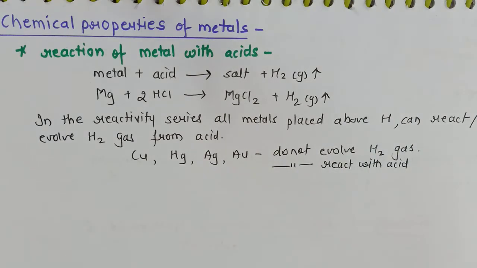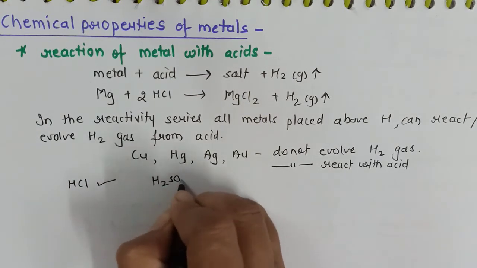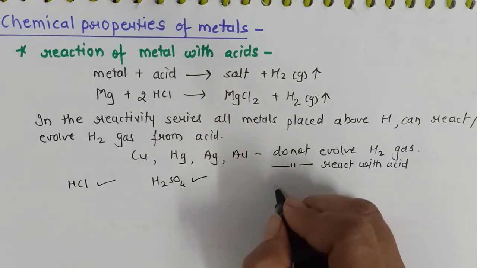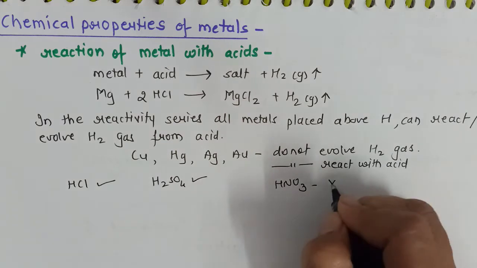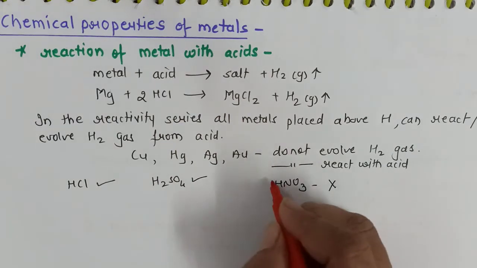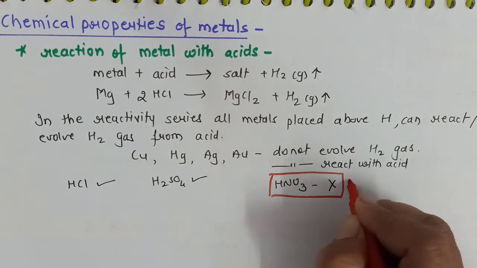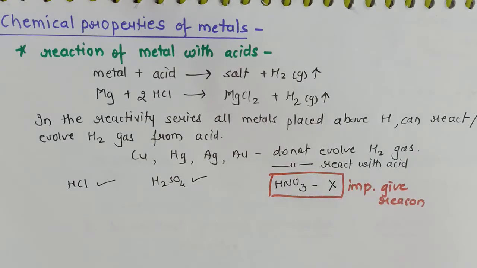Now, do all acids react with metals? If I talk about HCl, yes, it will react. If I talk about H2SO4, yes, it will react. But nitric acid does not react with metals to evolve hydrogen gas. Now, this is an important give-reason question: why does nitric acid not evolve hydrogen gas when it is reacted with a metal?